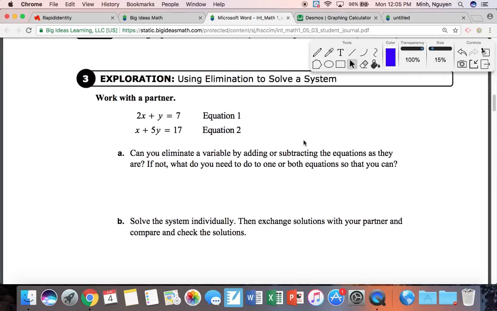And how is that going to make it difficult? We're going to look at this right here. I have 2x, I have y, I have x, and I have 5y. None of these numbers are the same. I have 2 and a 1 and a 5. The x's don't match up, and the y's don't match up.